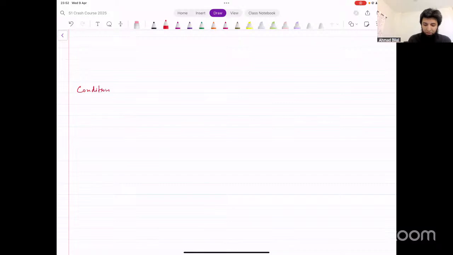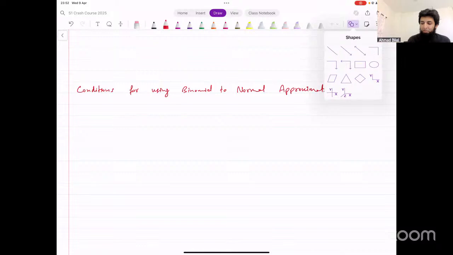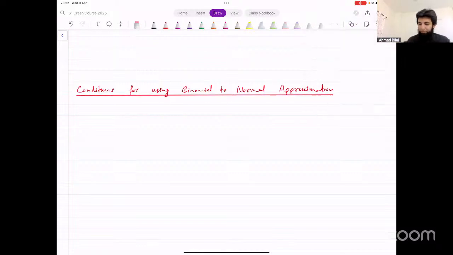Conditions for using binomial to normal approximation. You cannot always do this approximation. There's some condition for this. The conditions are that np should be greater than 5. np should be greater than 5.